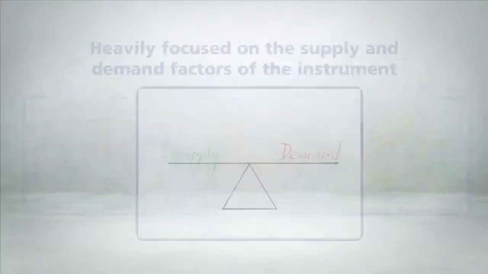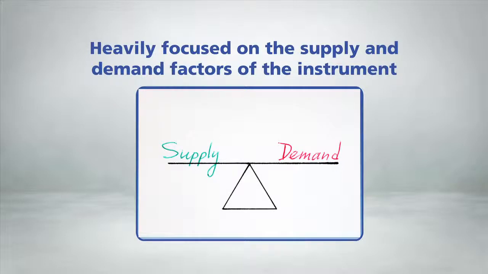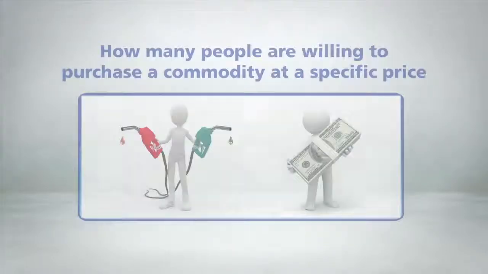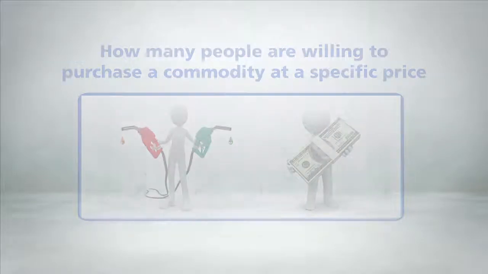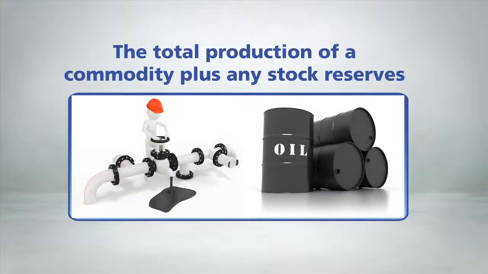considered. The fundamental analysis of commodities is heavily focused on the supply and demand factors of the instrument we are trading in question. Demand for a particular commodity represents how many people are willing to purchase that commodity at a specific price. Supply, on the other hand, represents the total production of a commodity plus any other stock reserves, such as crude oil. So in general, high demand for a commodity coupled with a low supply equals a higher price.